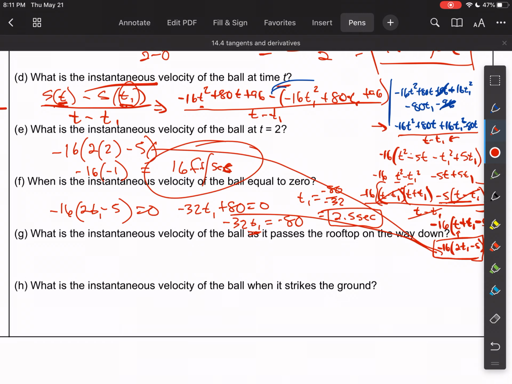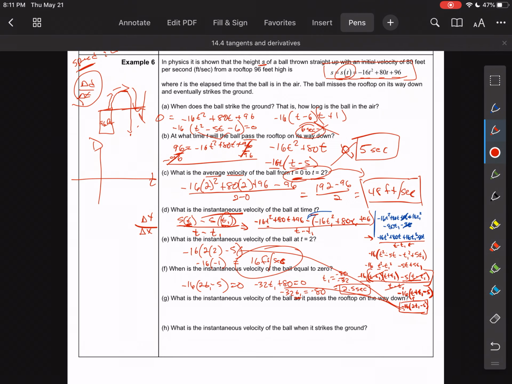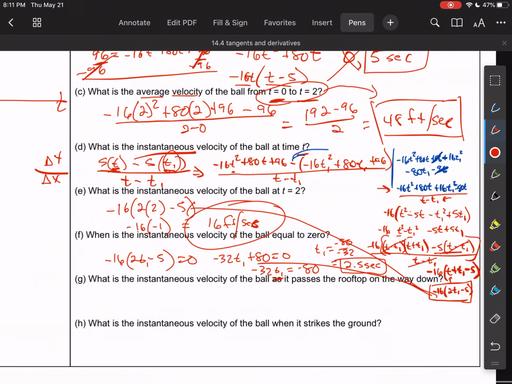Okay, so can you imagine where that is on the picture? Hopefully you're saying, yeah, right here at the top, right? The velocity goes to 0 because it's turning around, changing direction. So it happens at 2.5.